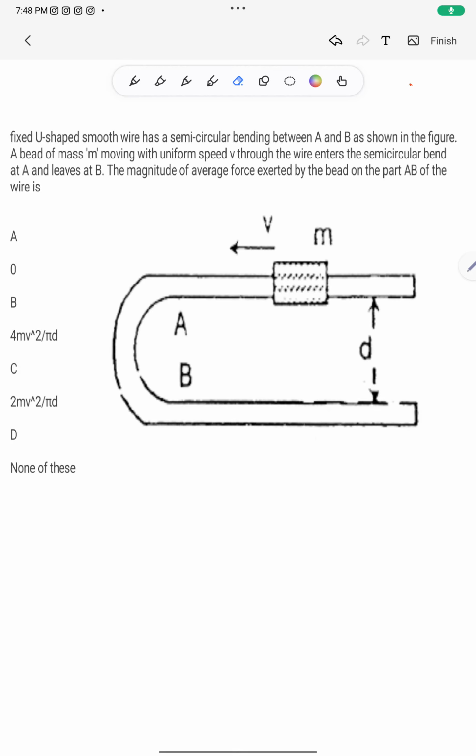Yeah, student, we have another question of the laws of motion. Let's see what the question is saying and how we can solve this question easily.